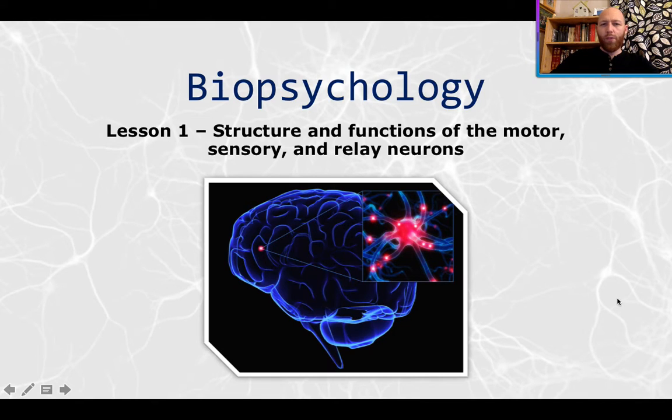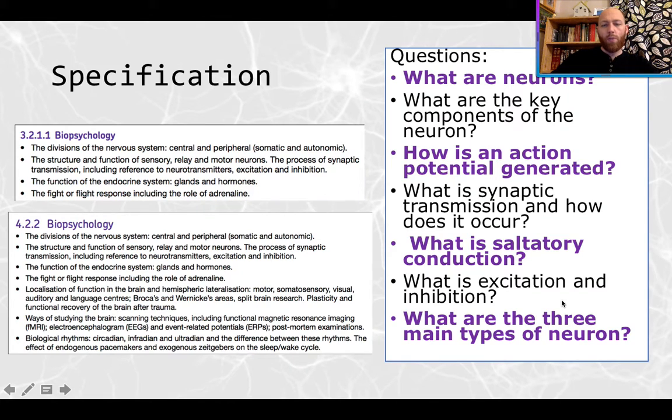Hello and welcome to Lesson 1, Structure and Function of the Motor, Sensory and Relay Neurons. In this session we're going to look at the structure and function of those neurons. We're also going to look at synaptic transmission, and we're going to talk about neurotransmitters and the process of excitatory and inhibitory action.